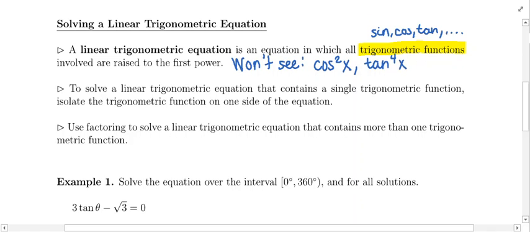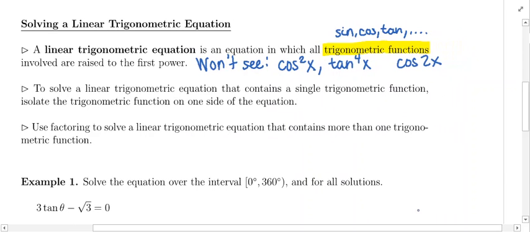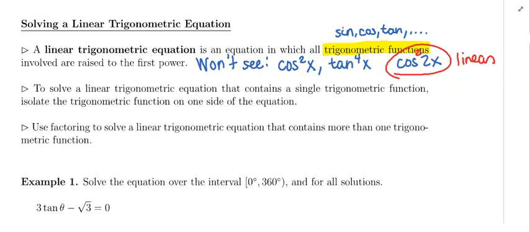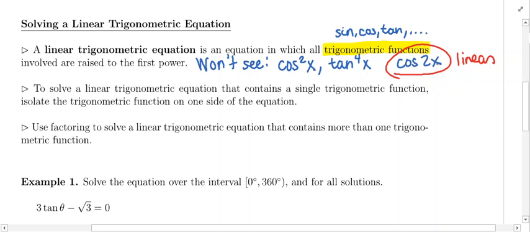Now you might wonder, well, what about cosine of 2x? Something like that is a double angle because you have the 2x, but this piece is actually linear. This is linear because the cosine is not squared. You don't see a squared on it. That's what makes it linear. Don't let the 2x confuse you in the double angle part.